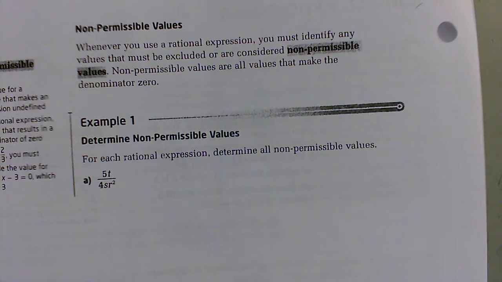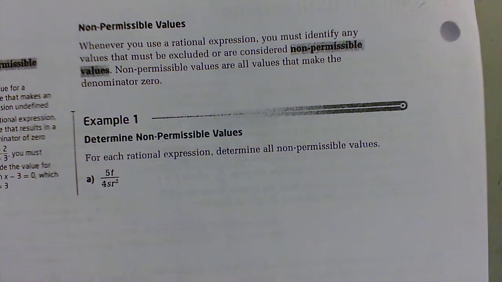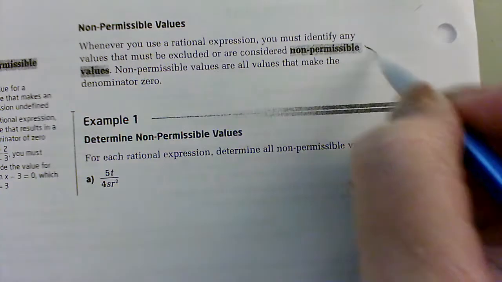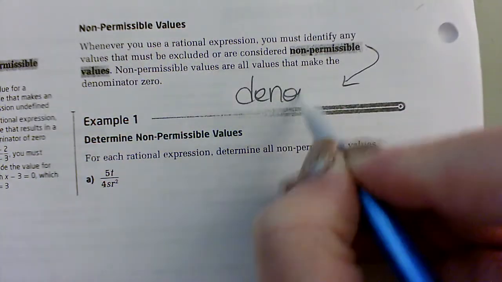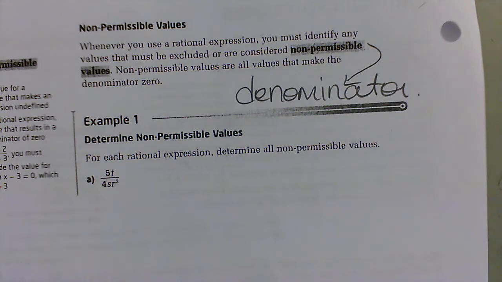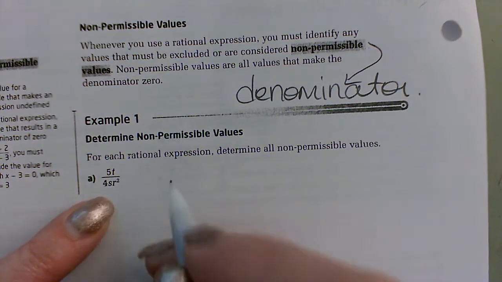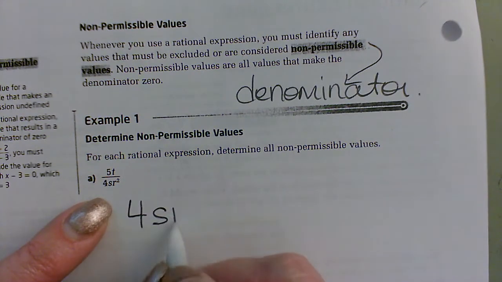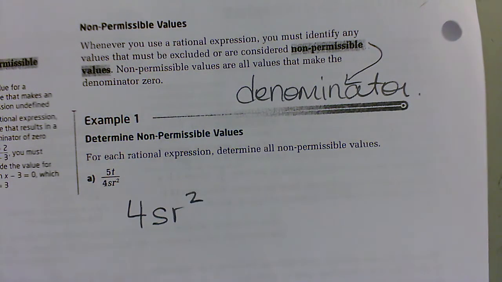All right? Now, let's look at my denominator here. The non-permissible values are always in the denominator. I can ignore my numerator for the moment. When I get to reducing and adding, subtracting, multiplying, dividing, the numerator comes into play. But the denominator is what I'm worried about right now. So what values of S and R would I not want them to be so that they end up at 0? This is essentially a monomial, right?